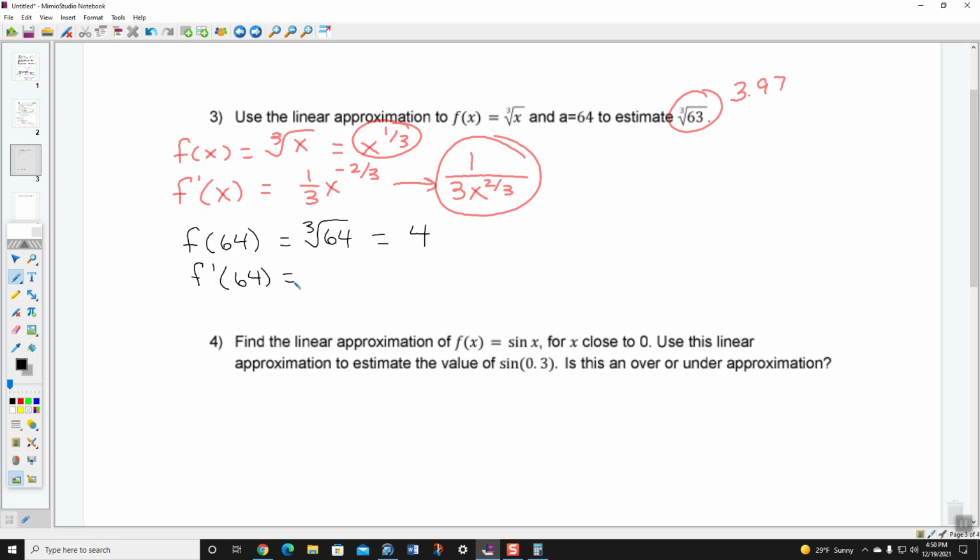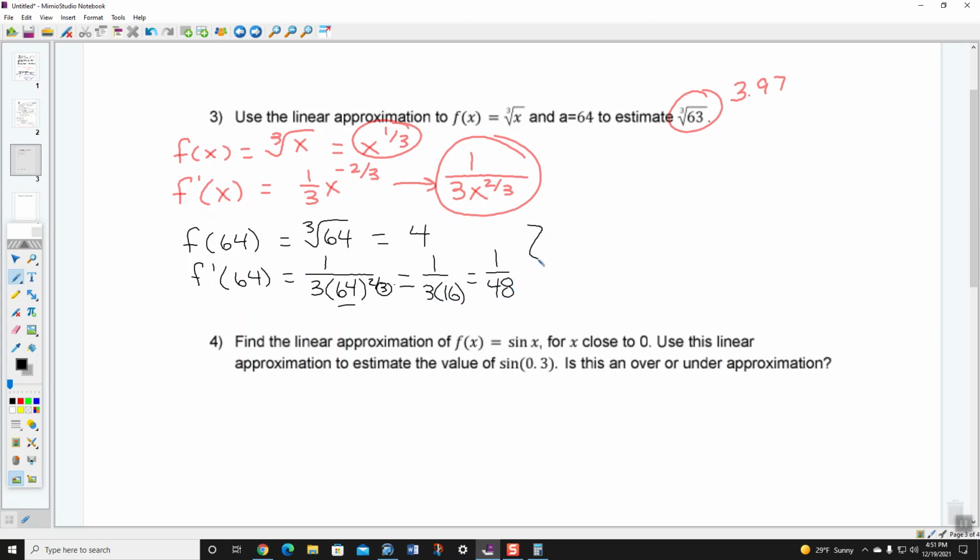Well, here we go. This would become 1 over 3 times 64 to the 2/3 power. Okay? Let's think about this. This 64 to the 2/3. I know the cube root of 64 using this part right here. Cube root of 64 is 4. And then 4 squared using that 2 in the numerator. That'd be 16. So this is like 1 over 3 times 16, which is 1 over 48.